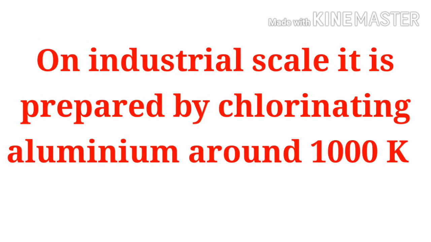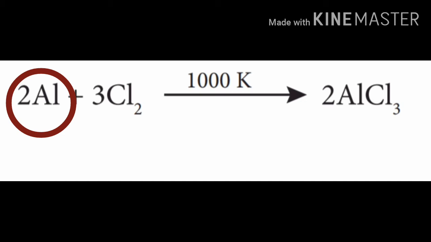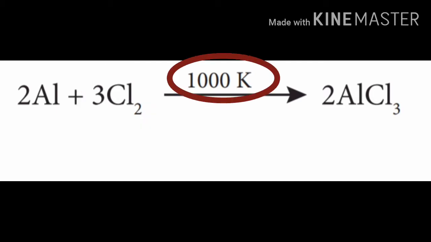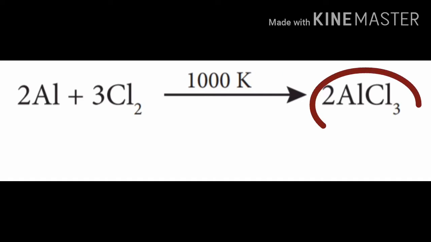Next method is industrial scale preparation. It is prepared by chlorinating aluminium around 1000 Kelvin. See the reaction. This is aluminium. When it is mixed with chlorine Cl2, it is called chlorinated aluminium. When it is heated around 1000 Kelvin, we are getting aluminium chloride.